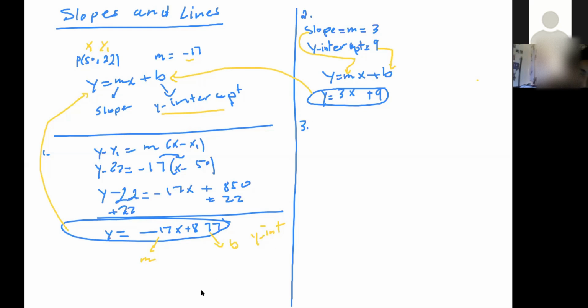All right, look at number 3. Read it out. Find the slope for the line between (-3, 2) and (1, 1). This one we need to find slope. What's the formula for slope?